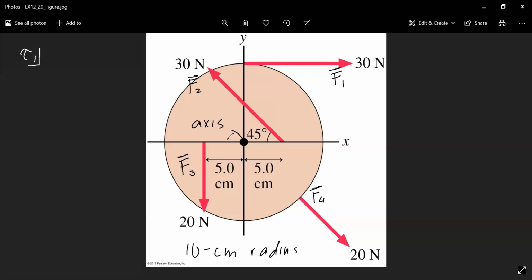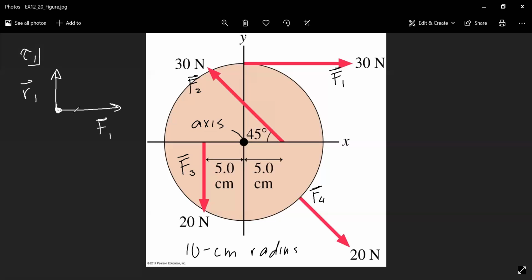Let's do F1. The R vector starts from the axis to the location of the force. So the vector R1 will more or less point straight up. After that, we would draw the force in its direction at its location, which is right here. But again, that makes it kind of hard to visualize the angle. So I'm going to bring the force down to the origin, or the axis. That way the tails of these two vectors line up, and when you line them up like that, you're more clearly able to see the angle.